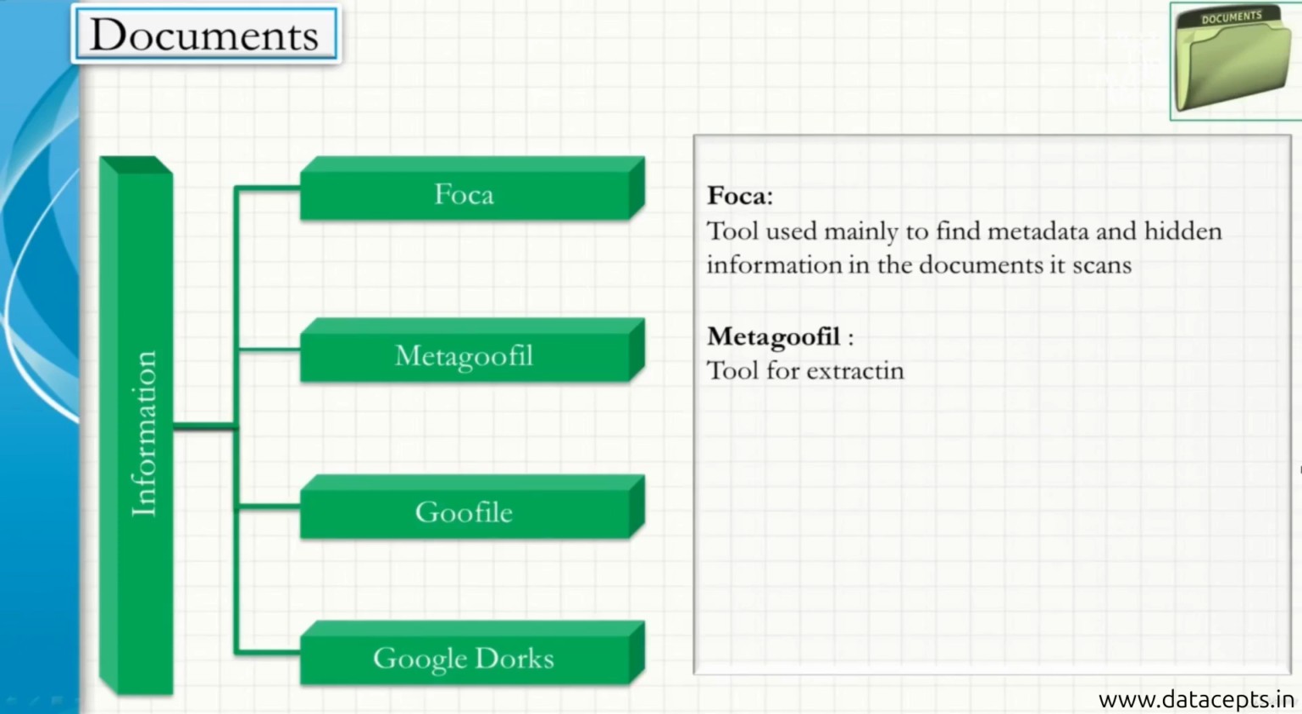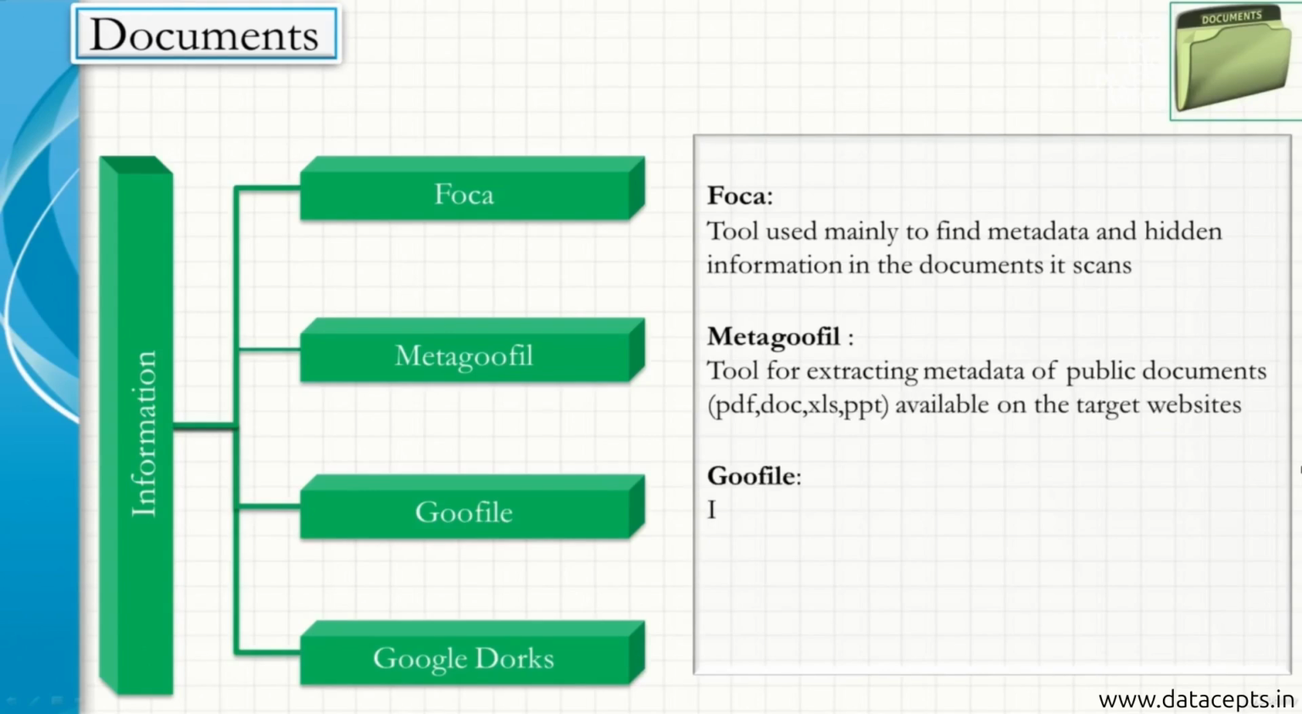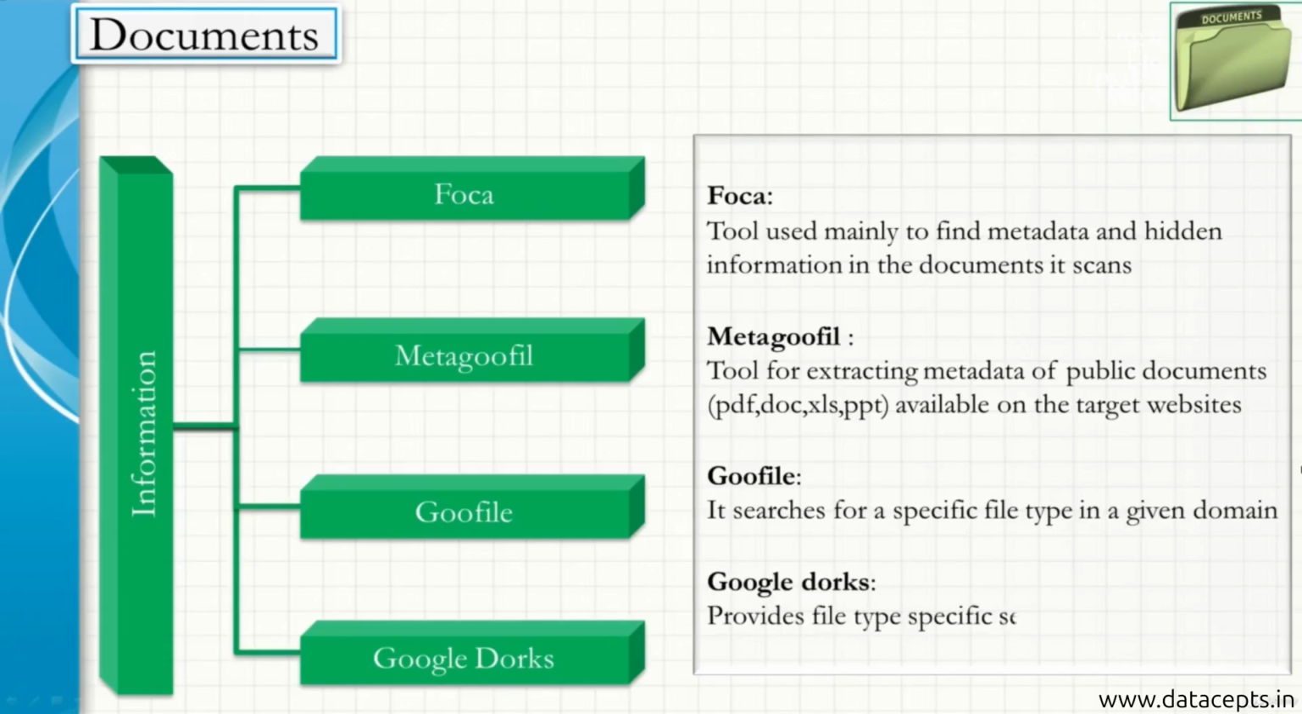MetaGoofil is a tool for extracting metadata of public documents like PDF, Doc, XLS, and PPT available on the target websites. Goofile searches for a specific file type in a given domain. Google Docs provides file type specific search results. Let's have a demonstration of each of them one by one.